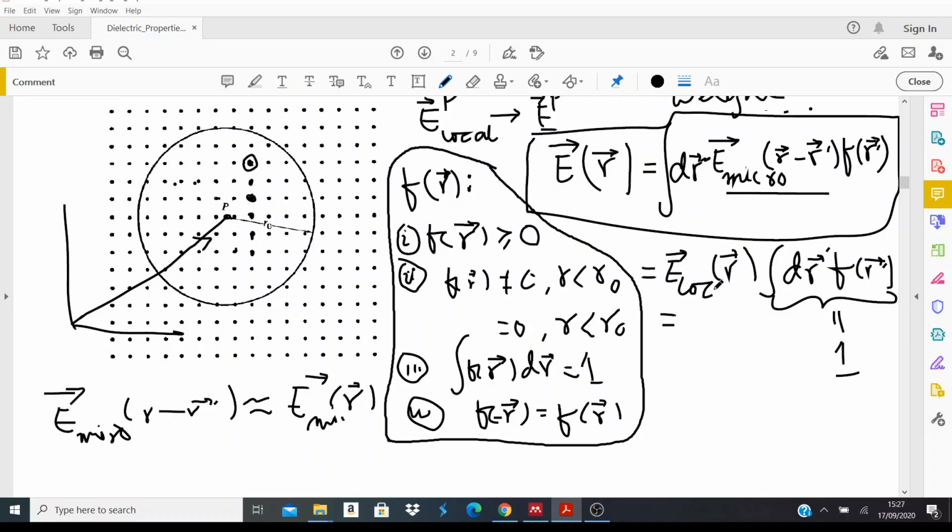This is really crucial, and this will become handy in future lectures where we use the Lorentz technique to find out the strength of this local electric field.